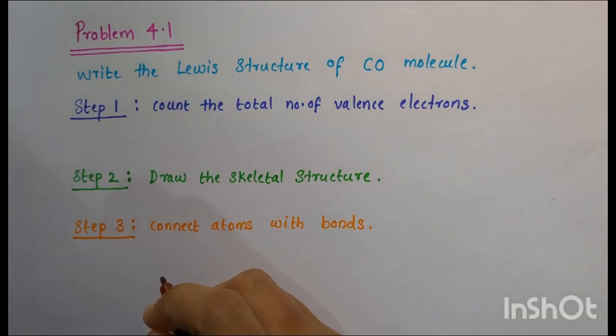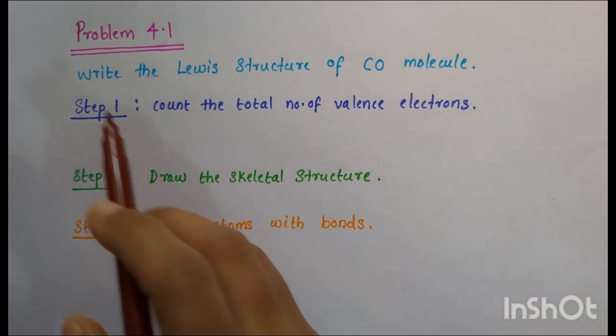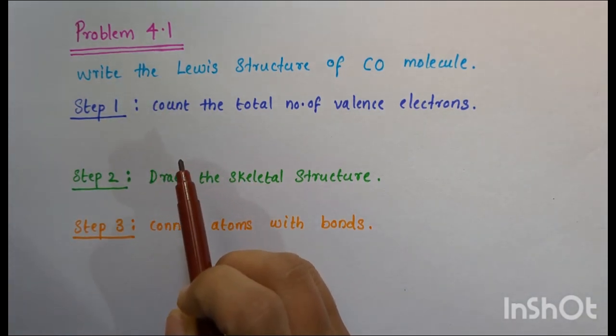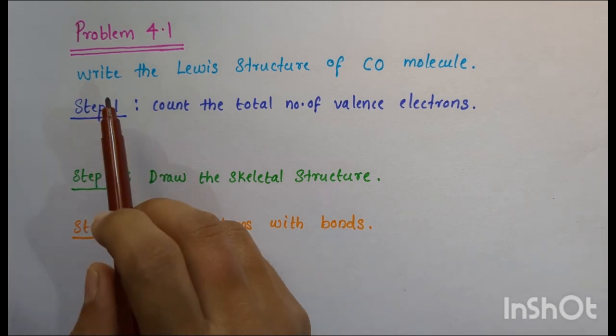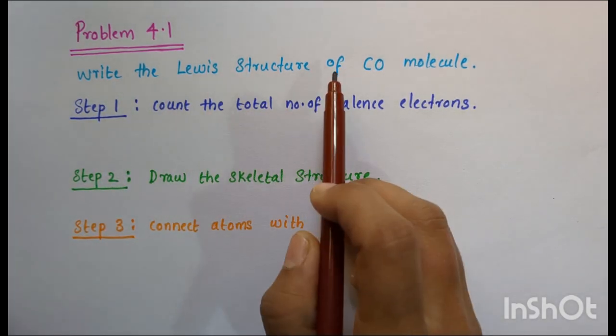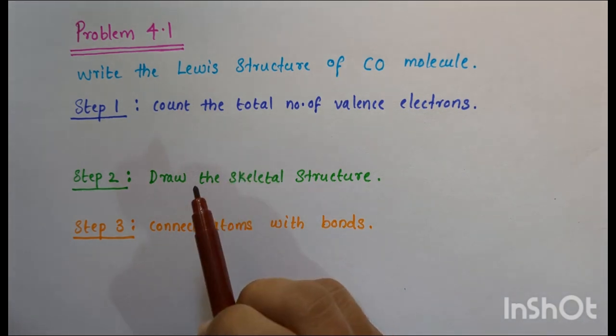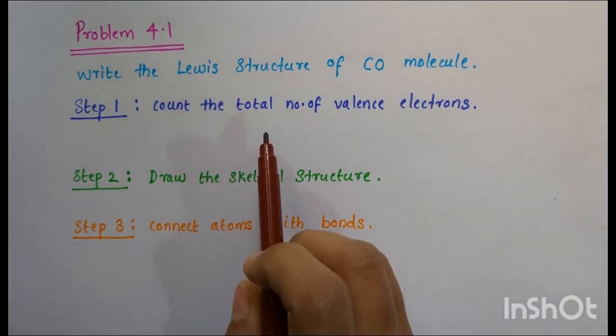Hello everyone. In this video, we are going to discuss problem 4.1 from Unit 4, Chemical Bonding and Molecular Structure, Class 11 Chemistry. The question is: write the Lewis structure of carbon monoxide molecule. So let us see the steps to write the Lewis dot structure.